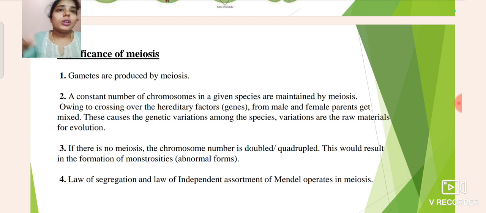So the overall concept is only the formation of gametes. If crossing over occurs, there is genetic material exchange and chiasma formation. If there is no chiasma formation or exchange of genetic materials, there is no formation of new varieties. So it is abnormal formation, or it leads only to mutations and abnormal forms.